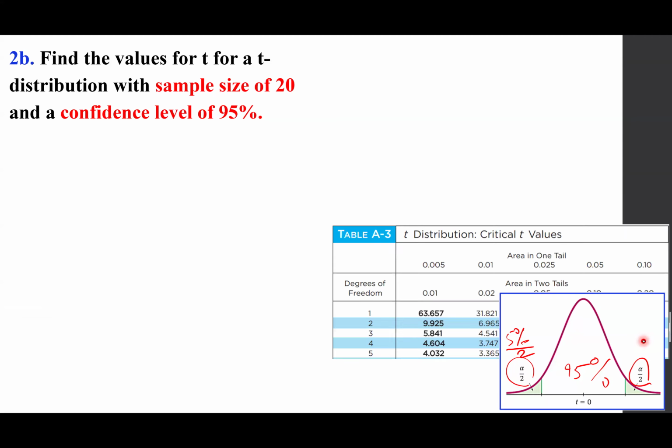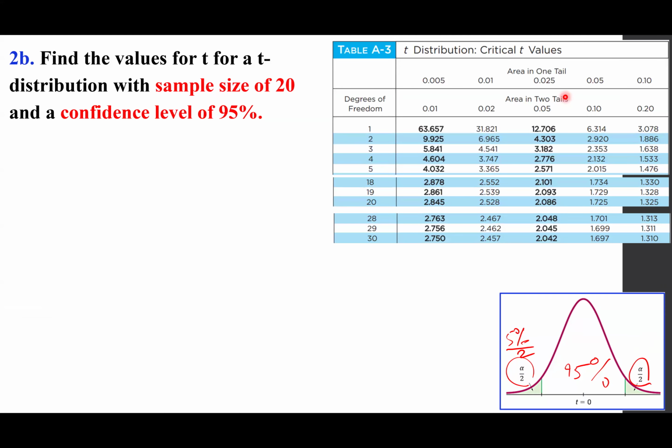So you have the table. And again, for limitation of space, I don't have all the degrees of freedom, but we have most of them. And degrees of freedom here is n minus 1, which makes it 20 minus 1, which makes it 19. So we look for number 19 here.